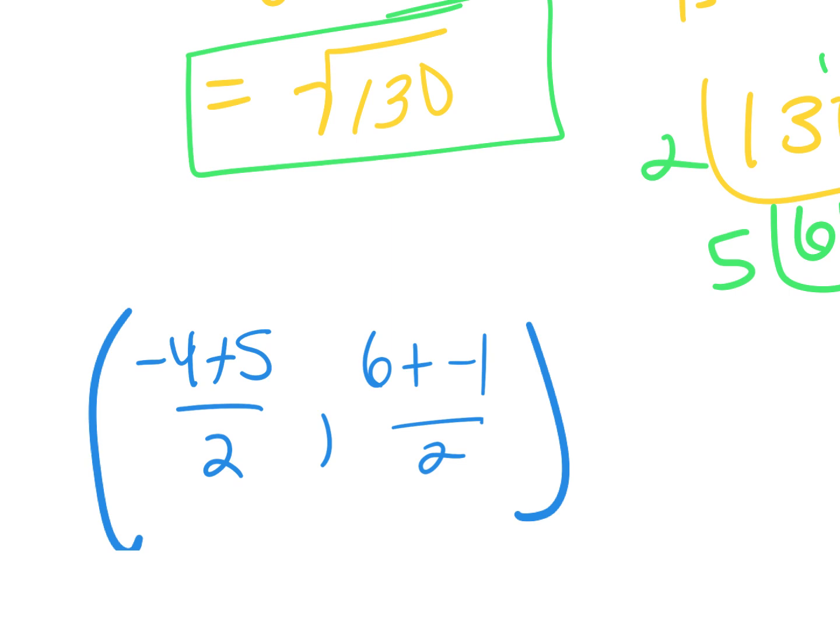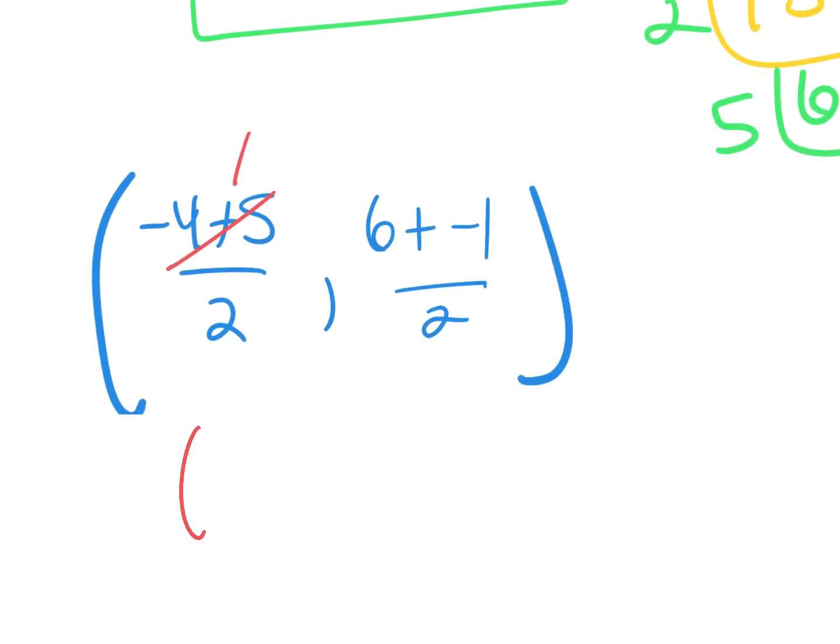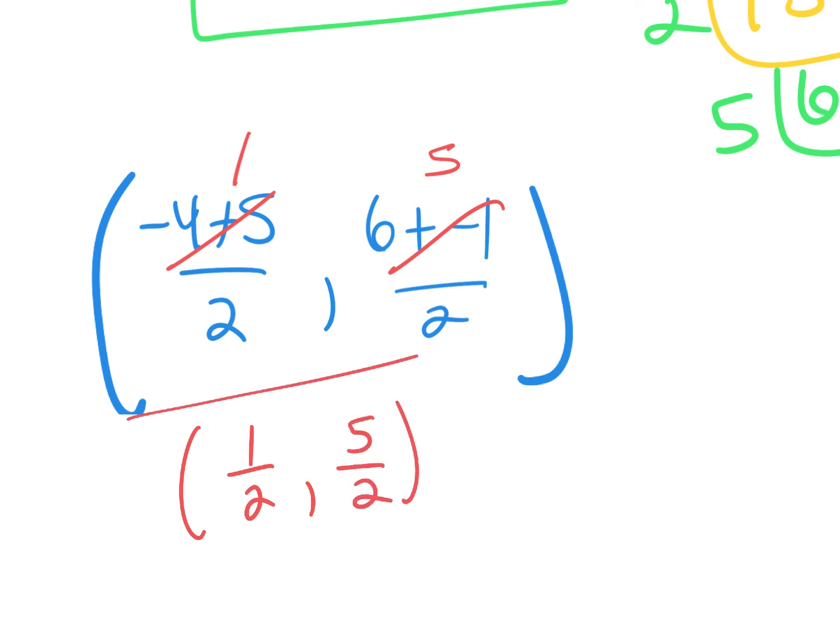But what is negative 4 plus 5? 1. 1 does not divide pretty by 2, so just 1/2. That's fine. What is 6 plus a negative 1? 5. 5 does not divide by 2 pretty, so there is your midpoint. 1/2, 5/2. We have got to get confident with breaking down radicals and stuff, though, because you guys are going to have them.